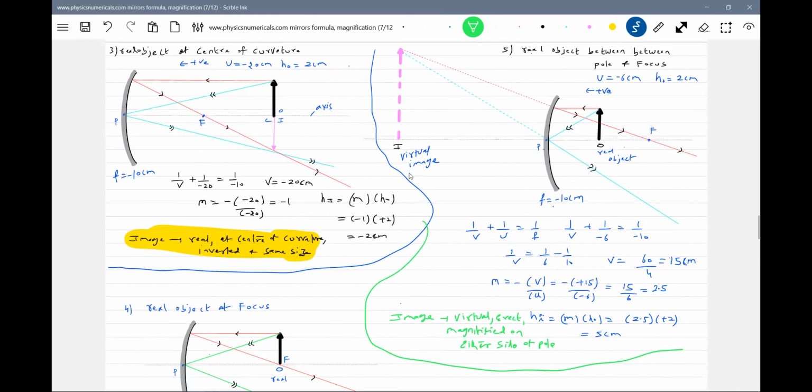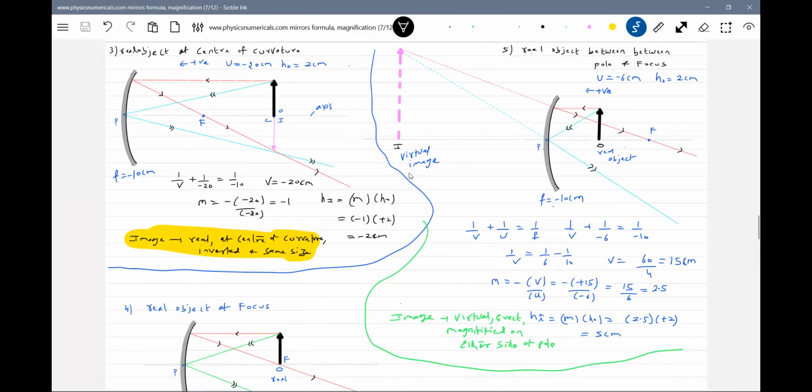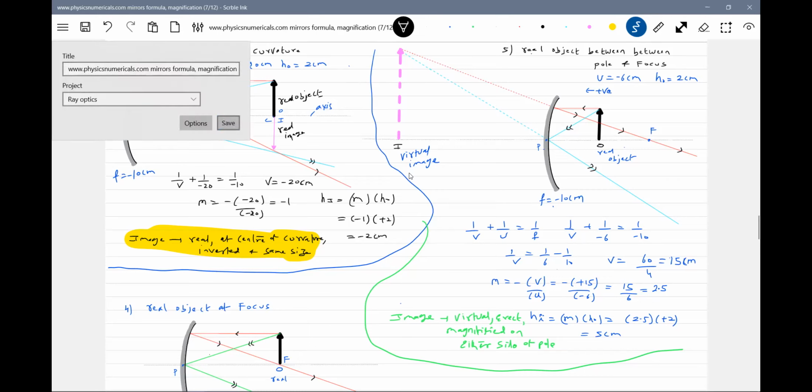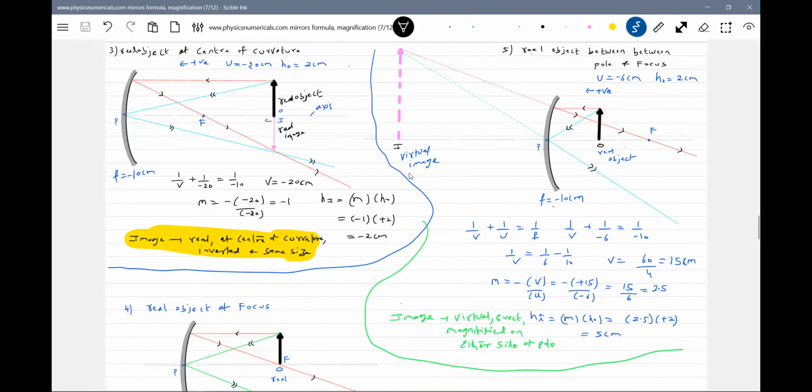Okay, how to trace out real or virtual image? Definitely, whose help are we going to take? We are going to take the help of the reflected rays. If the image is formed by the converging reflected rays, it should be a real image. Compare these two, because I wanted to give the idea of real and virtual images also.